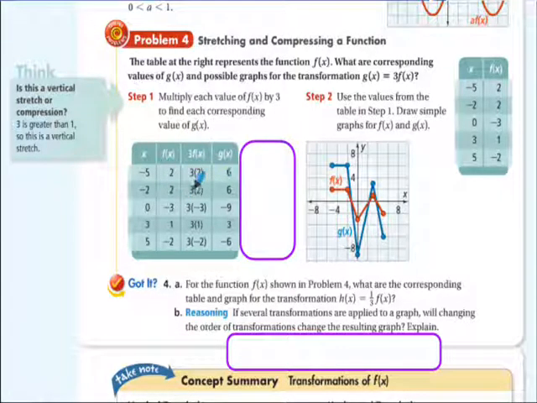So instead of 2, we have 6. Instead of 2, 6, negative 3, negative 9, you get the point. And then that becomes our new function. That's the function g of x.